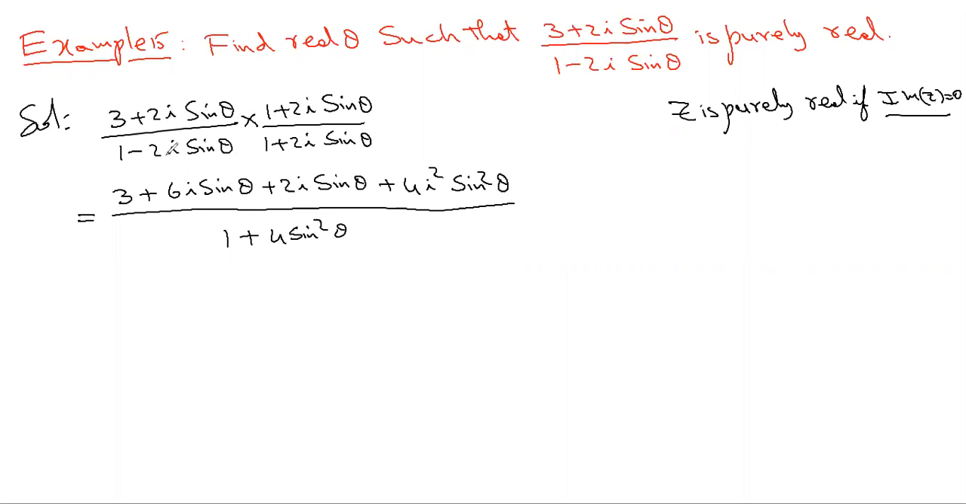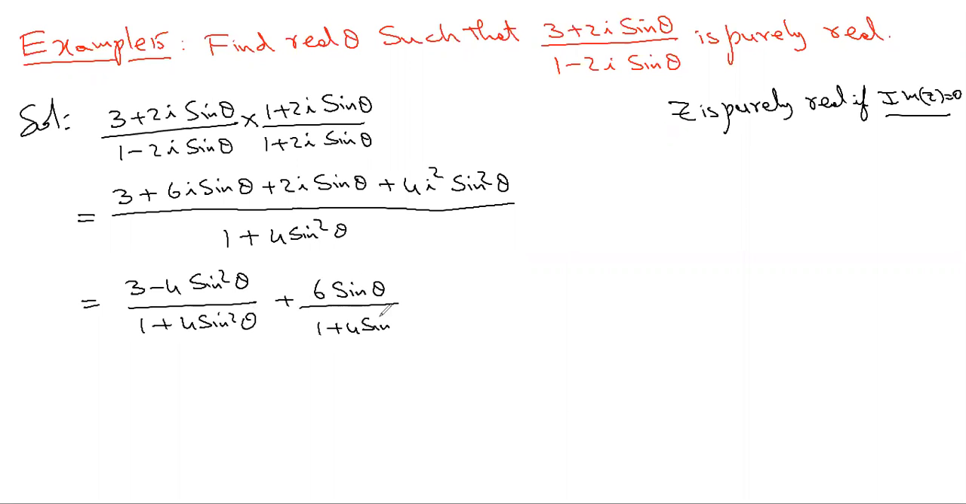Directly we have the formula, no? A plus ib into a minus ib is a square plus b square. A square is 1 square, b square is 2 sine theta whole square. Now i square is minus 1, minus 4. So 3 minus 4 sine square theta by 1 plus 4 sine square theta, plus 6 sine theta by 1 plus 4 sine square theta into i.